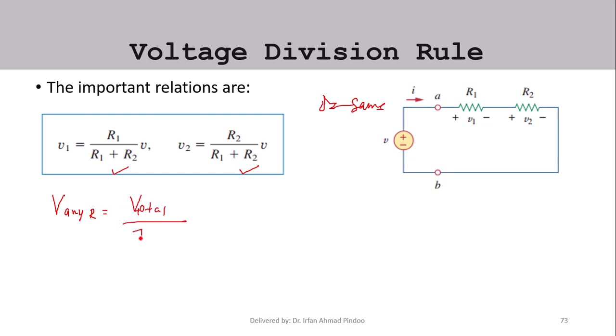divided by total resistance, which is R1 plus R2, into the resistance across which we want to find the voltage. Suppose in this particular figure, if we want to find the voltage across V1, it will be total voltage by total resistance into R1 itself. Similarly, if it is V2, then it will be total voltage by total resistance into R2. Means the subscripts being used are same and same.